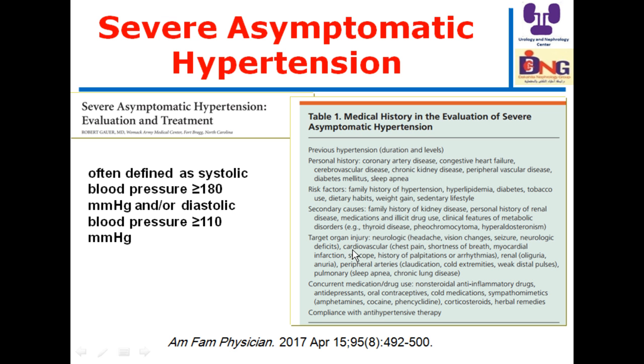Cardiovascular: chest pain, shortness of breath, myocardial infarction, syncope, history of palpitation or arrhythmias. Renal: oliguria, even anuria, acute shutdown. Peripheral arterial disease: claudication, cold extremities, weak distal pulses. Pulmonary disorders: sleep apnea, chronic lung disease. Concurrent medications, and I'll give a slide for the concurrent medications later on, and compliance with antihypertensives. So we should ask about all these points.